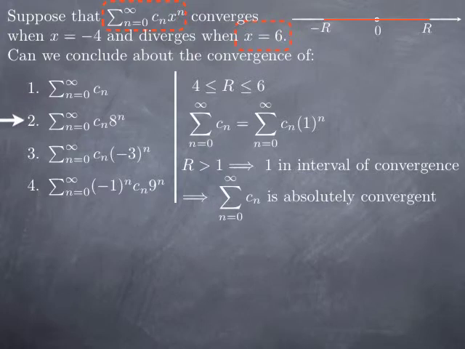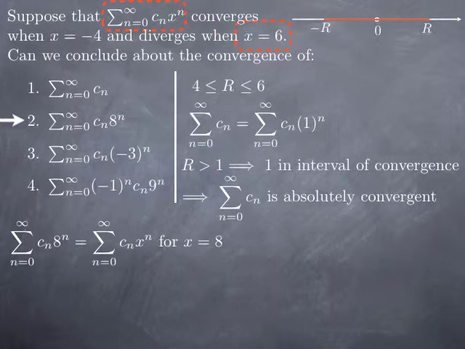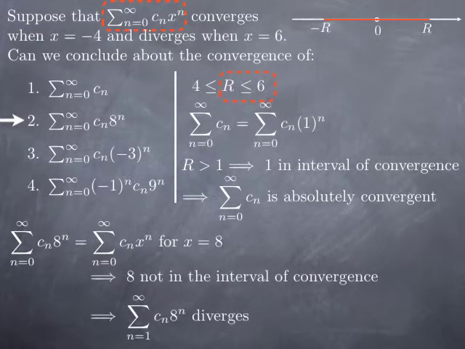If we look at the series from 0 to infinity of Cn multiplied by 8 to the n, the basic observation is that this is the value of our power series when x is 8. But 8 is at a distance 8 from the center, from 0, and our radius is at most 6. Therefore 8 is not in the interval of convergence, and therefore the series is divergent when x is equal to 8. That means our series of Cn 8 to the n is divergent.